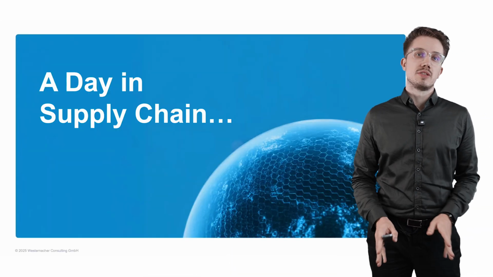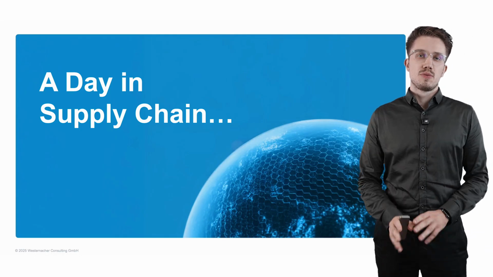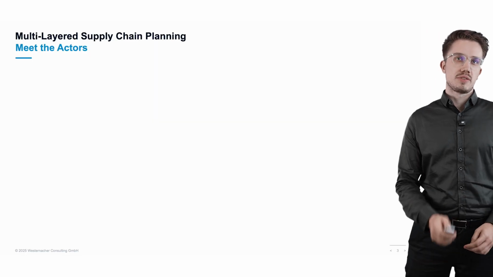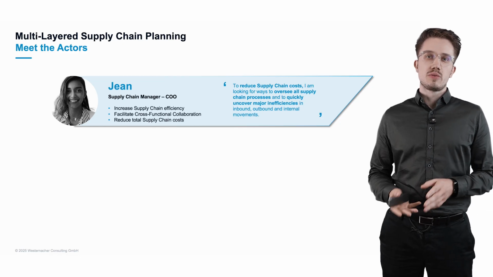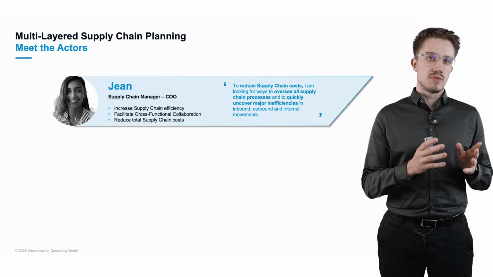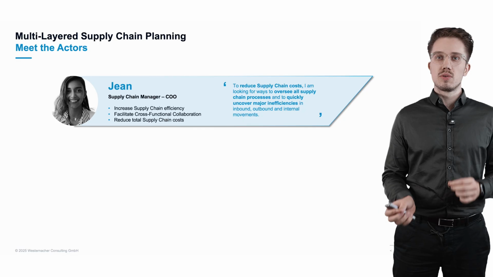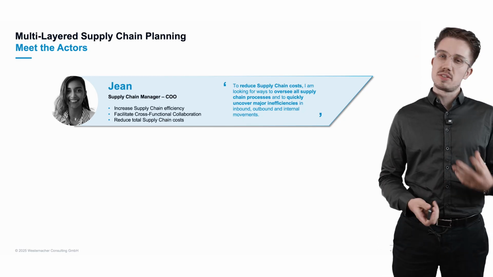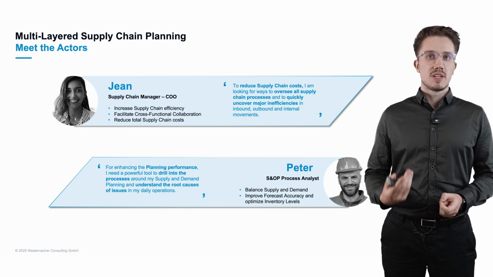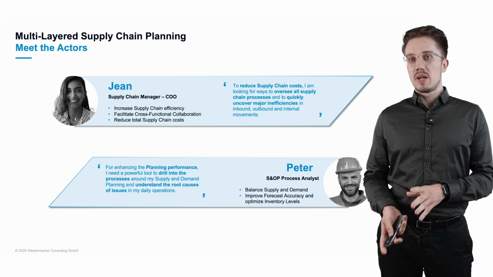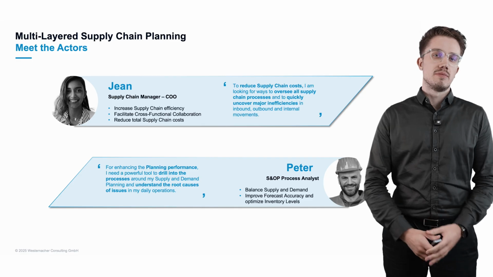So, imagine this. We've all been there, having a rough day in supply chain. First, let's meet our actors. We have our supply chain manager, Jean, who wants to increase her supply chain efficiency. She wants to facilitate cross-function collaboration, and she wants to reduce the total supply chain costs. And secondly, there's our analyst, Peter, sales and operations process analyst, who wants to balance supply and demand, improve the forecast accuracy, and optimize the inventory levels.